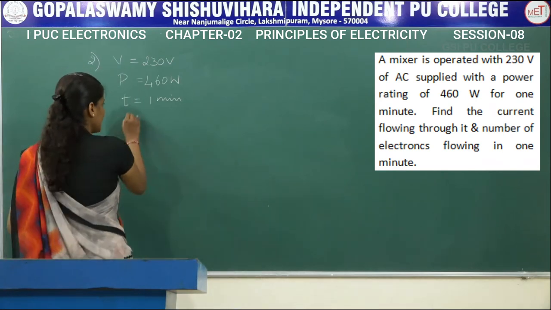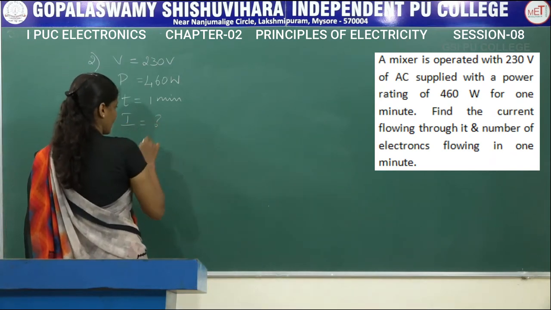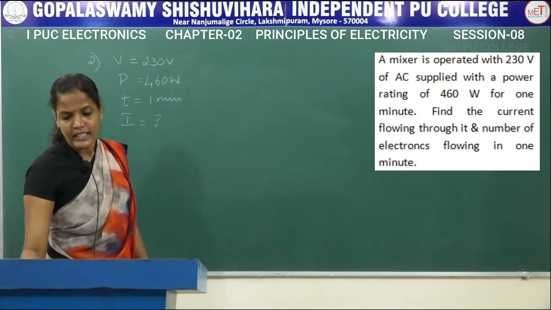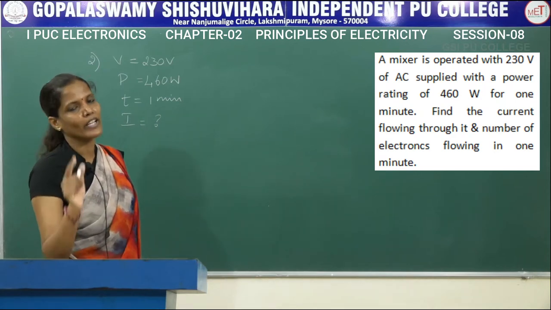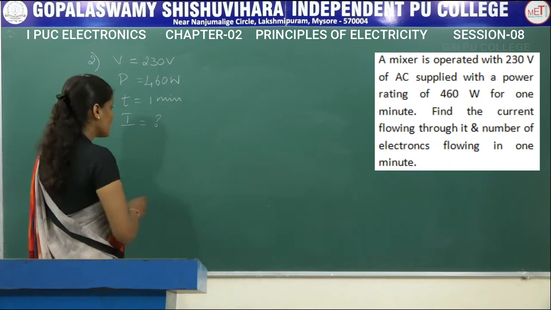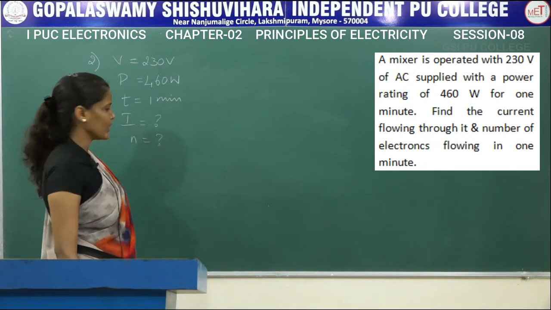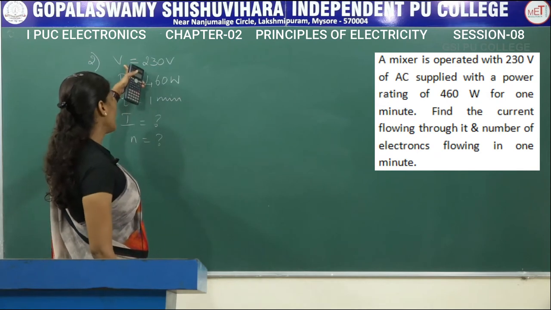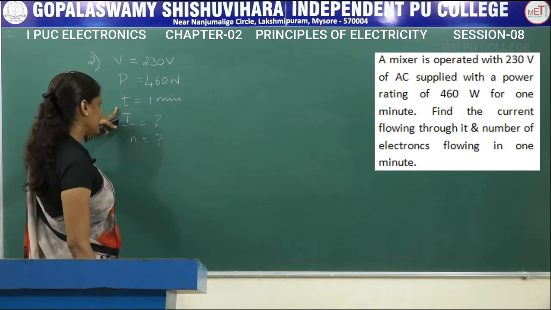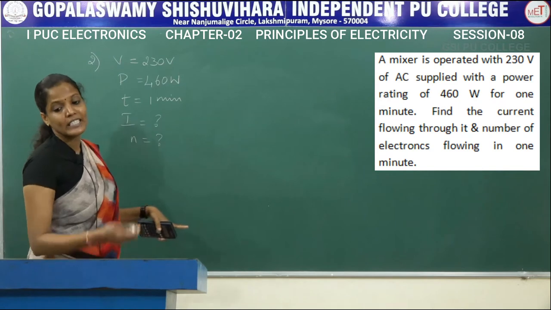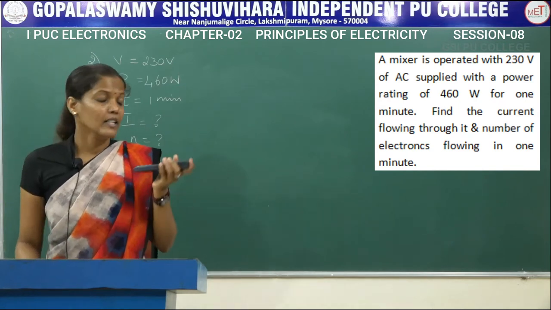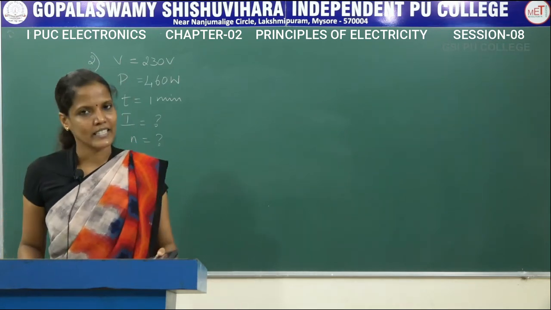Current is I, so you have to find out I. And the number of electrons flowing in 1 minute. The number of electrons is n, we have to find that. So for the given value of voltage, power and time period, you have to find out the current as well as the number of electrons, that is n.